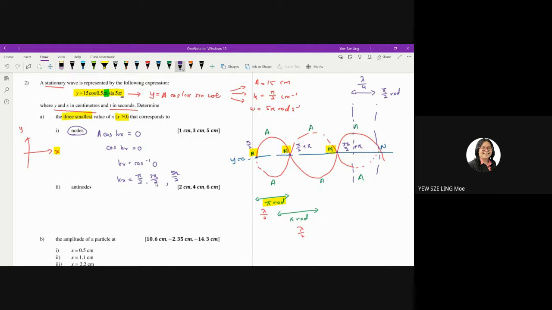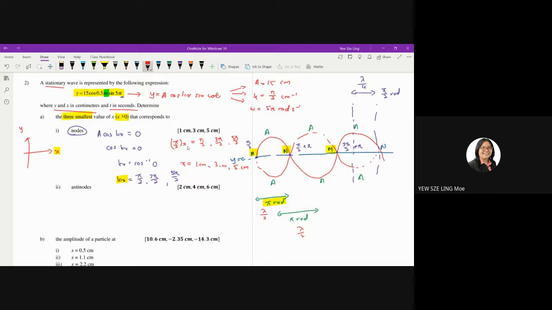If you look at these questions, you have kx right here. So you need to rearrange the equation. We have kx equals pi over 2 radian. Therefore, if you sub it into the equation, you have pi over 2, and then x equals pi over 2, 3 pi over 2, 5 pi over 2. So you rearrange the equation, therefore x equals 1 cm, 3 cm, and 5 cm.